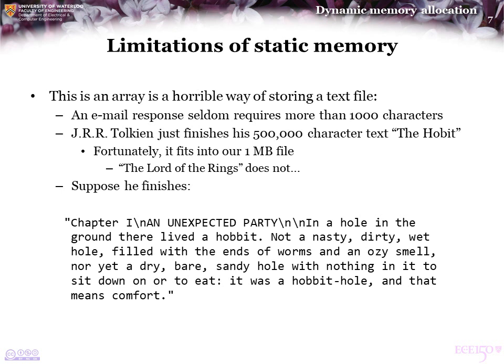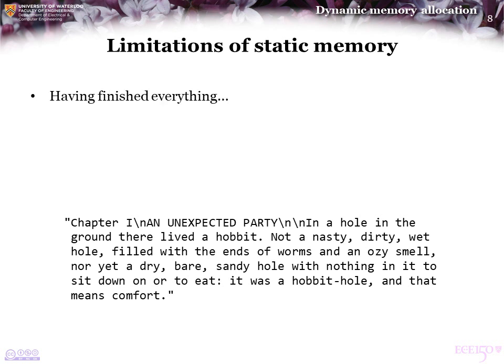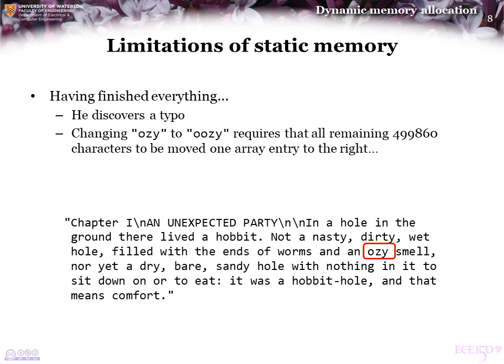Except there's a problem. Having finished everything, he discovers a typo. Well, to change one spelling to another requires that every character after the insertion point has to be moved one character to the right. That's a really large for loop to make one small change.